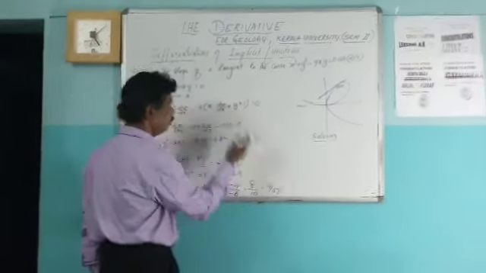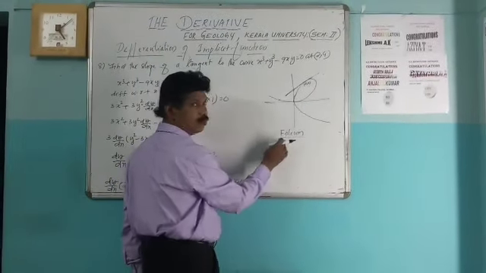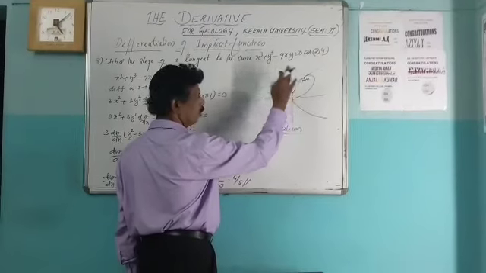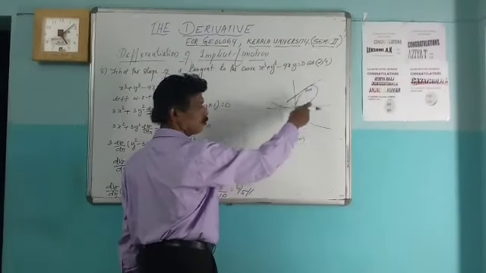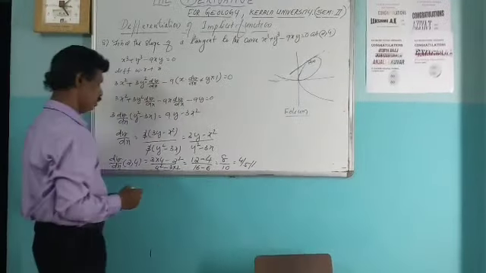Okay. See, if we draw this graph, we can draw it this way. This curve is known as a folium curve. Don't forget it. This curve is known as a folium curve. Then, the slope of the tangent at (2, 4) is equal to 4 by 5.